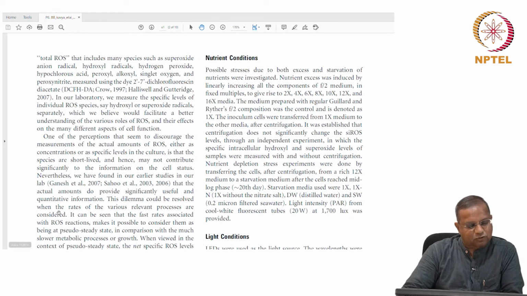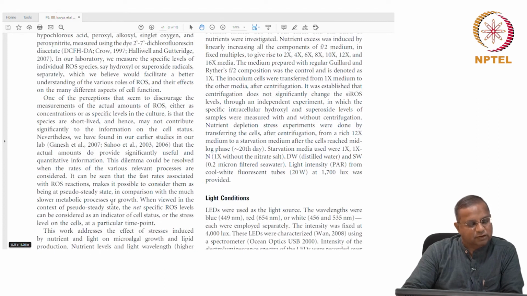This dilemma could be resolved when the rates of the various relevant processes are considered. It can be seen that the fast rates associated with ROS reactions makes it possible to consider them as being at a pseudo-steady state in comparison with the much slower metabolic processes or growth. Okay. This is the crux here. When viewed in the context of pseudo-steady state, the net specific ROS levels can be considered as an indicator of cell status or the stress levels in the cells at a particular time point.